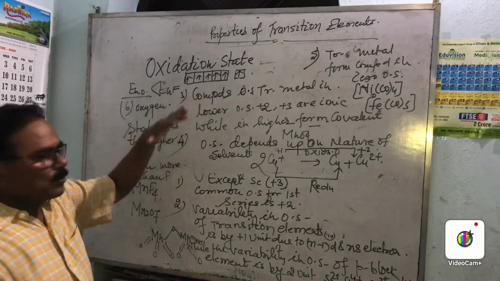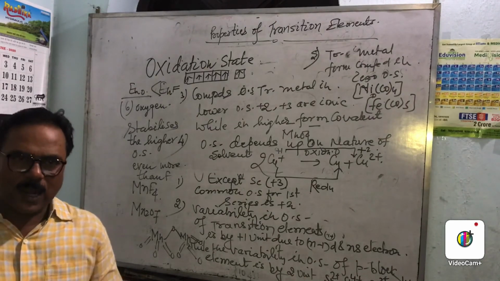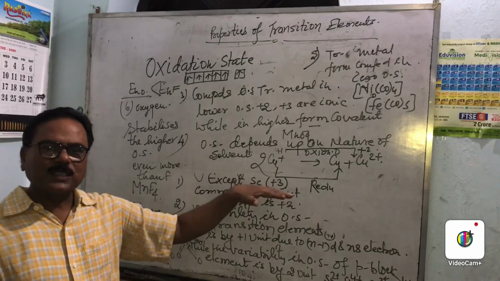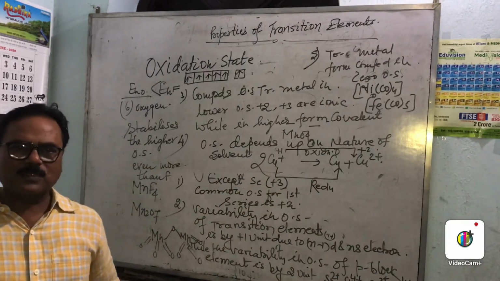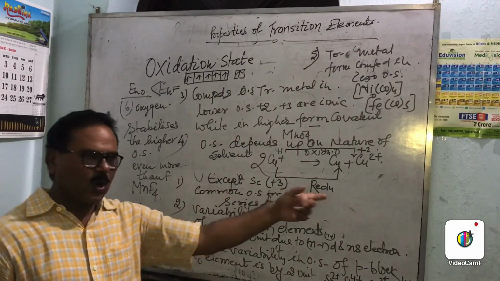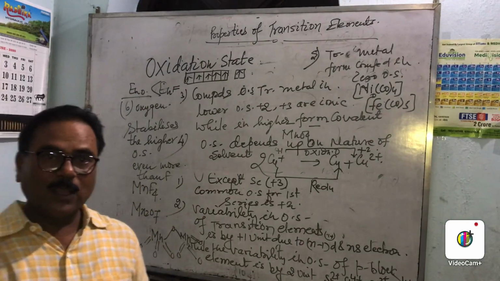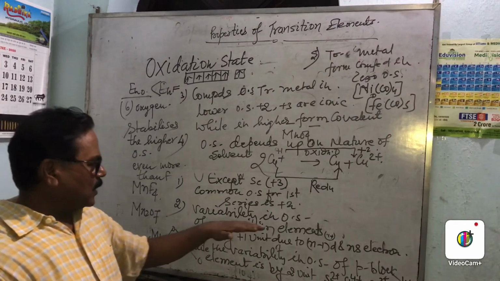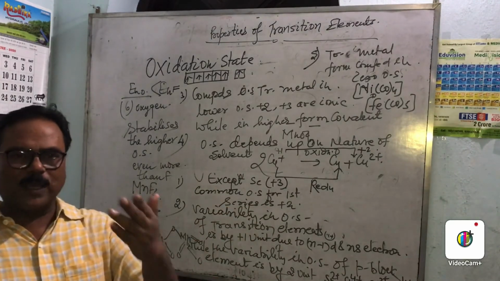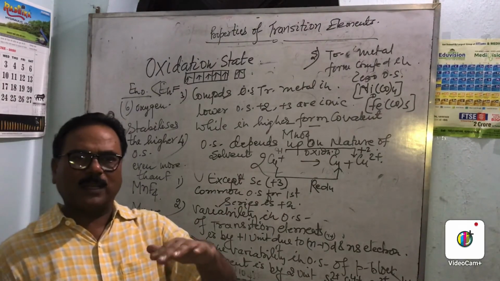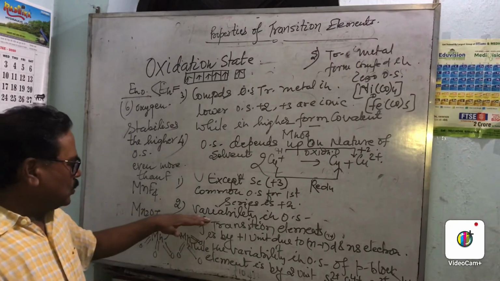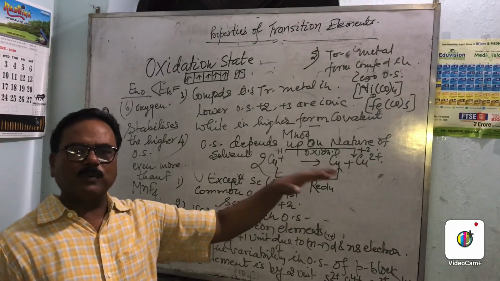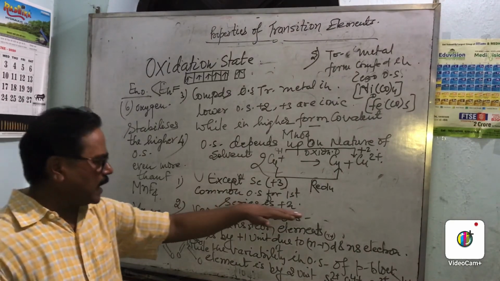Now what are the important points regarding the oxidation state? First, in the first series scandium only shows +3; except scandium, all show +2. They may ask why the +2 oxidation state is shown. Because of the removal of electrons from s, thereafter the d orbital attains stability. So d orbitals are very close to the nucleus, so it will show the oxidation state last.